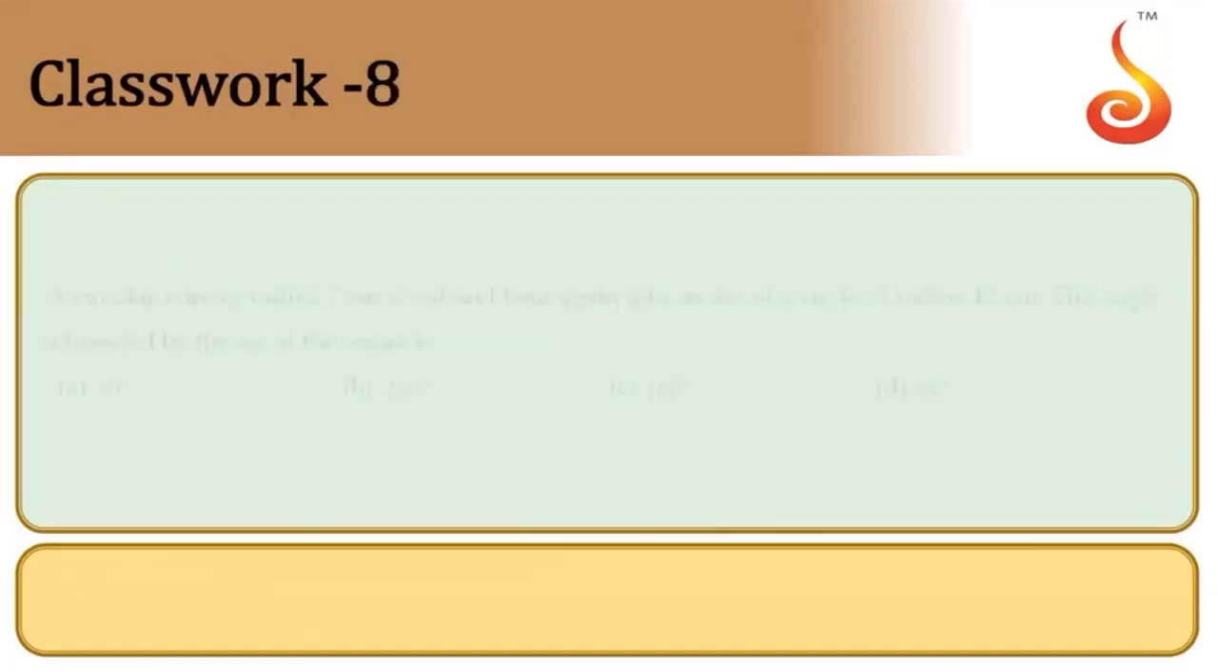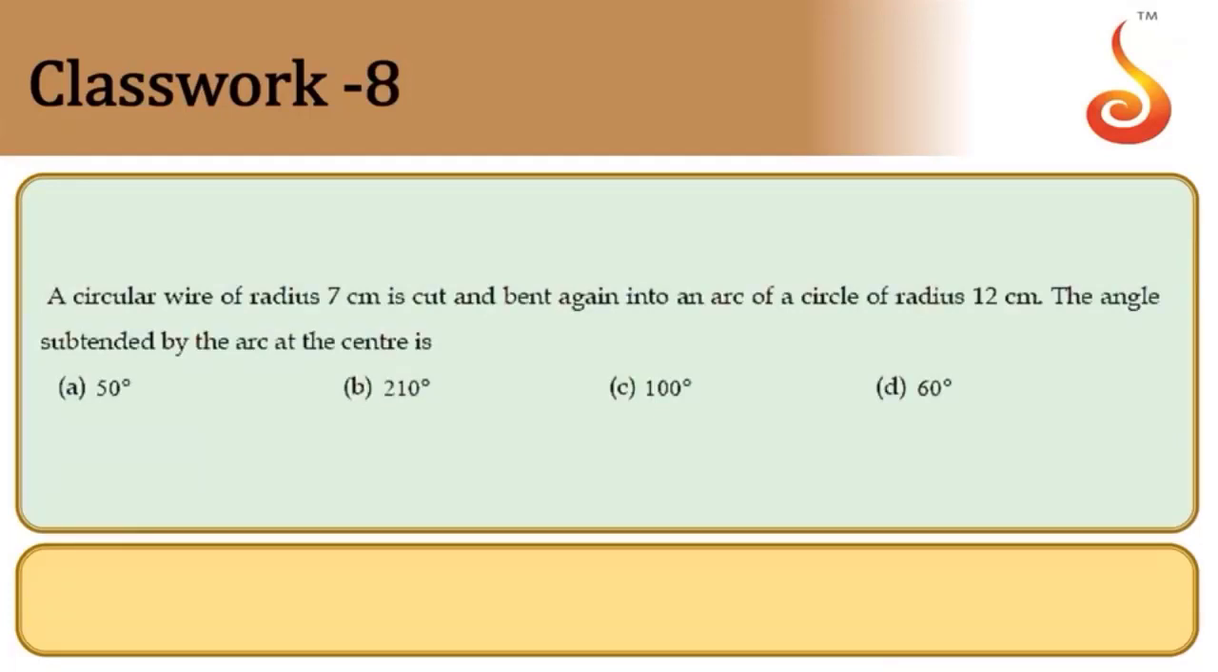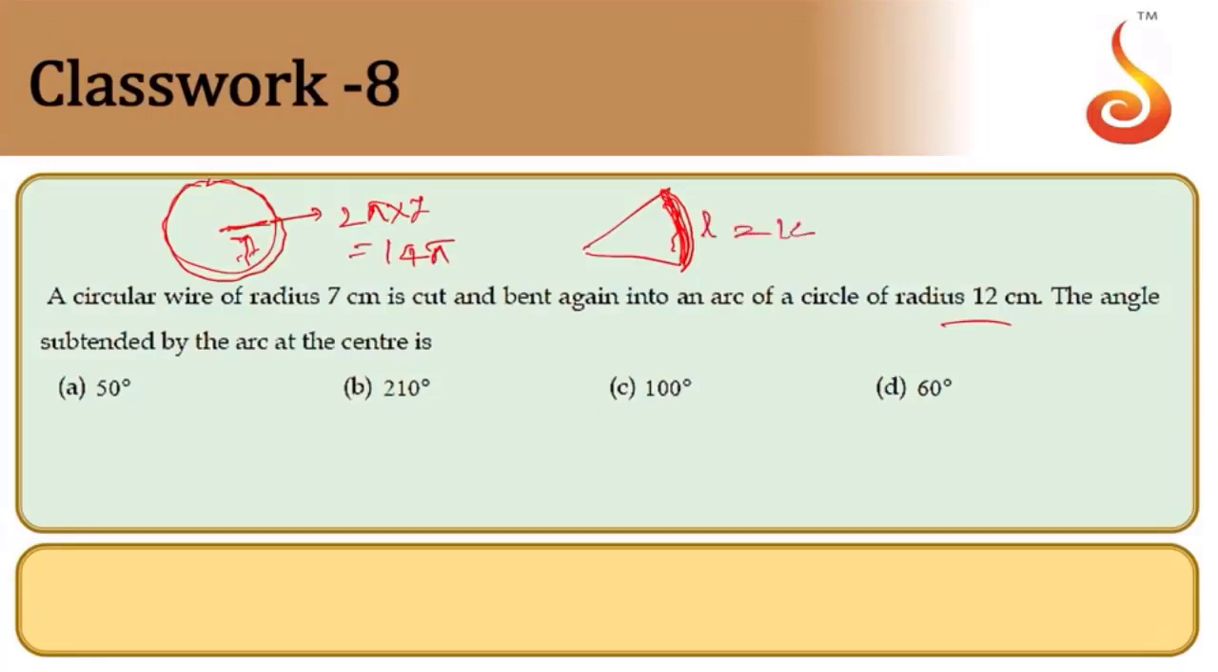Okay, example 8. A circular wire of radius 7 centimeter is cut and bent again into an arc of a circle of radius 12. So this wire has been bent in the form of an arc of a circle. That means the arc length is equal to the circumference of this one. As the radius of this circle is 7, the circumference is 2 pi into 7, which is 14 pi. So the length of this arc is 14 pi.